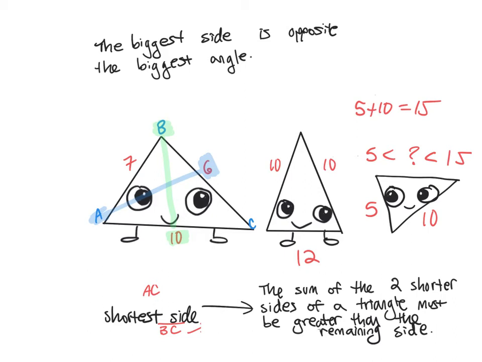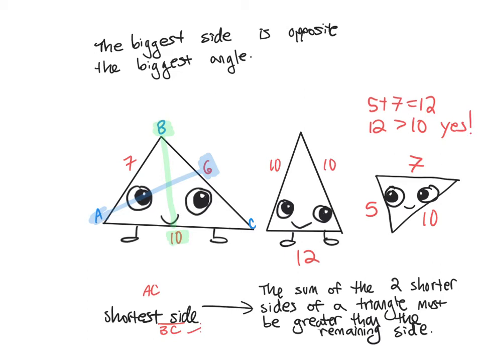I'm going to choose 7. Now let's add together our shortest sides just to be sure. 5 plus 7 is 12. Is 12 greater than 10? Yes, it is. So this works. Those could be the side lengths of our triangle.